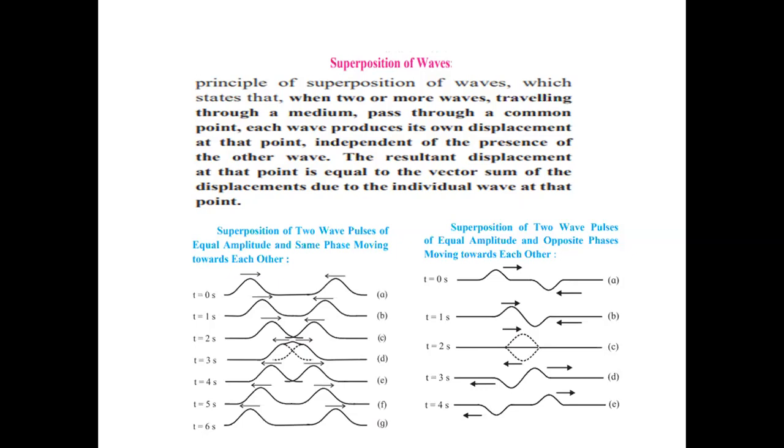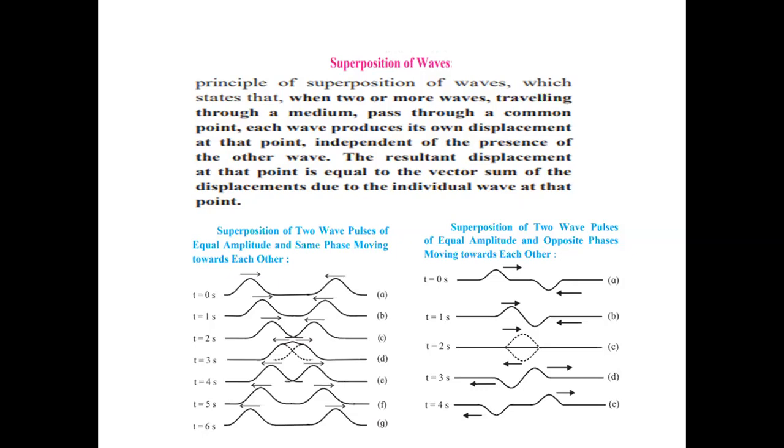The displacement due to the wave pulses after crossing, at t equal to 5 seconds and t equal to 6 seconds, is also shown in the diagram. After crossing each other, both the wave pulses continue to maintain their individual shapes. Now let us study the second diagram.